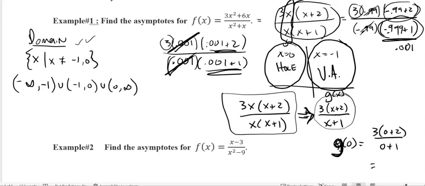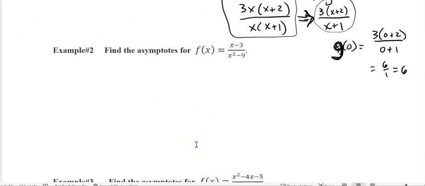So that would be 3 times 2, which is 6, 6 over 1. And that's 6. So the hole happens at (0, 6). There's a hole in the graph there. Okay, let's see what I can do with example 2.